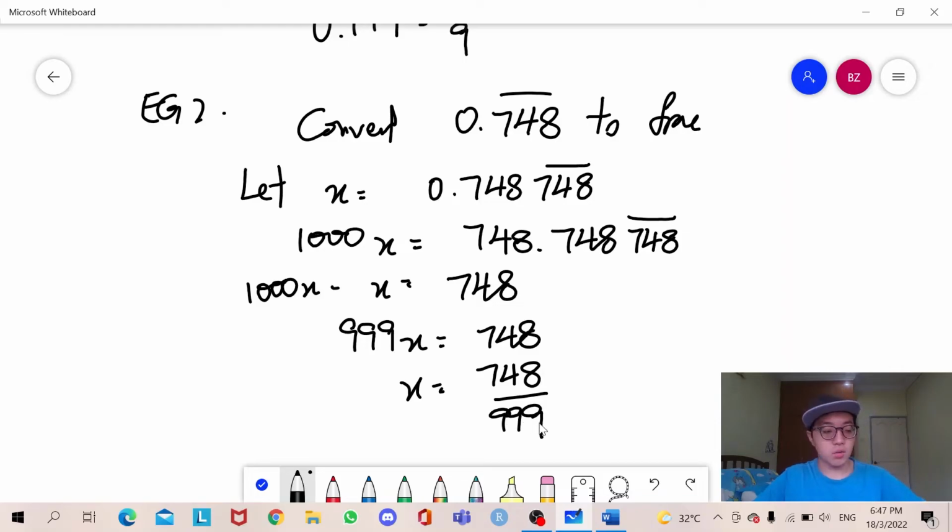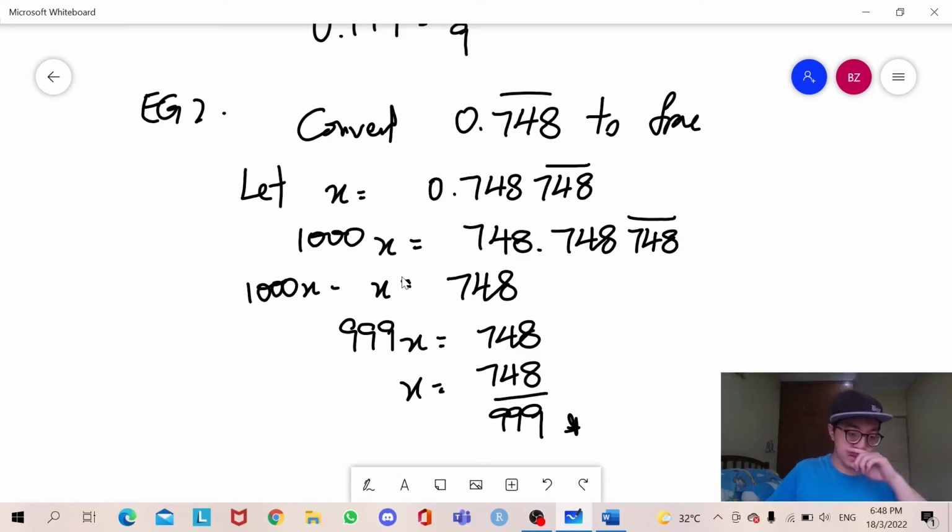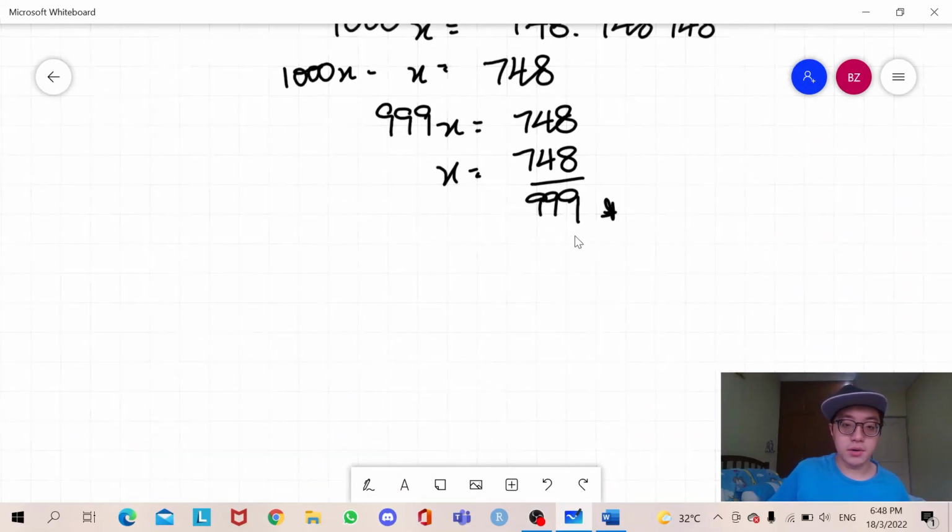If you want to check whether you can simplify it, you can always go to your calculator and check it. All right, this is the final form. It cannot be simplified anymore. So this is the second example. Hope you get the correct answer.